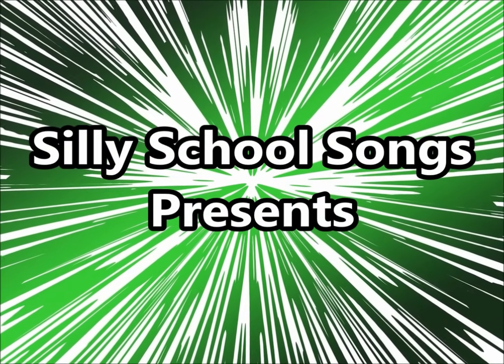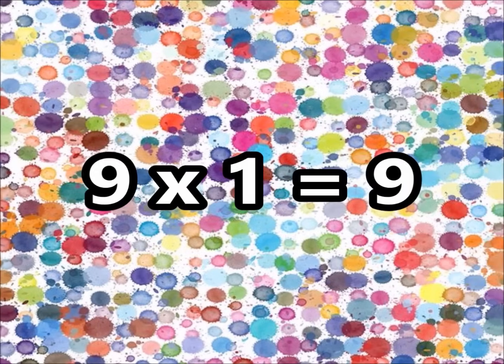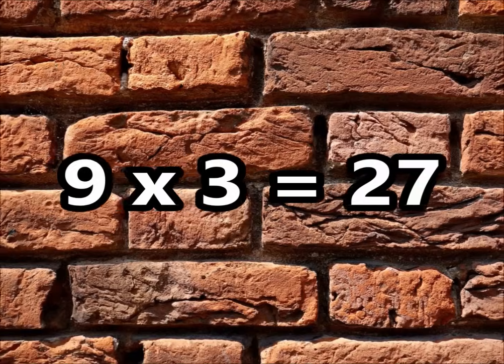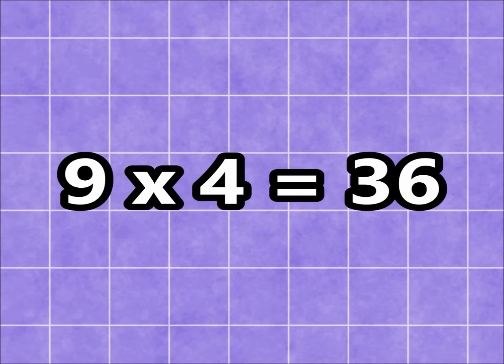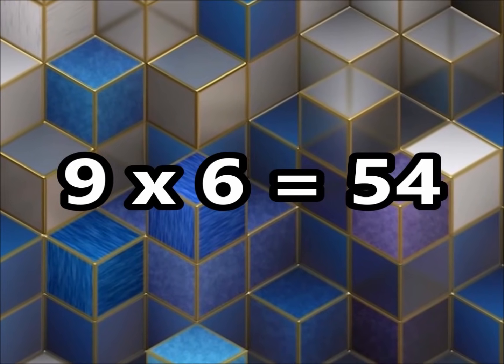Ladies and gentlemen, we now introduce to you the 9 times table. 9 times 1 is 9. 9 times 2 is 18. 9 times 3 is 27. 9 times 4 is 36. 9 times 5 is 45. 9 times 6 is 54.